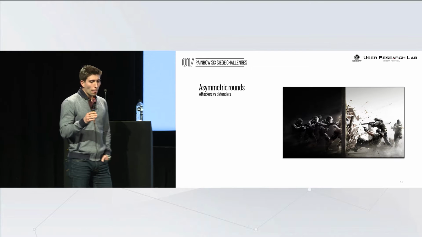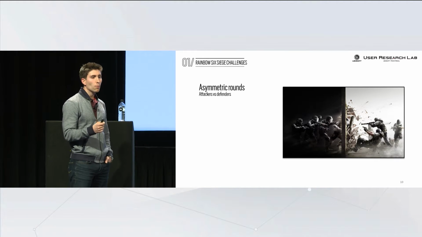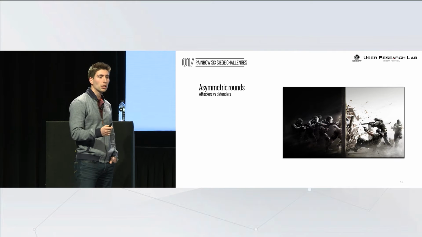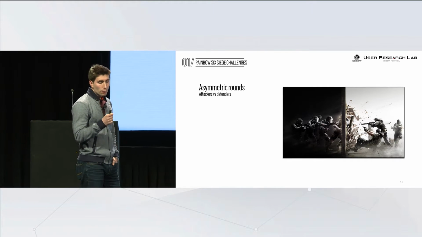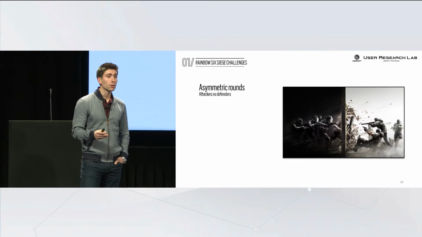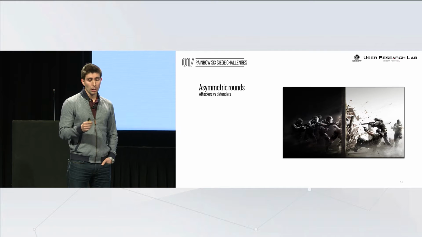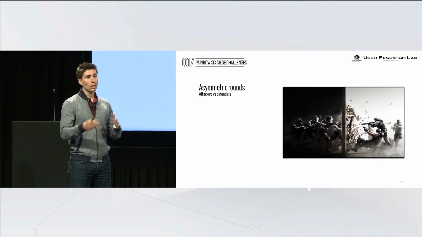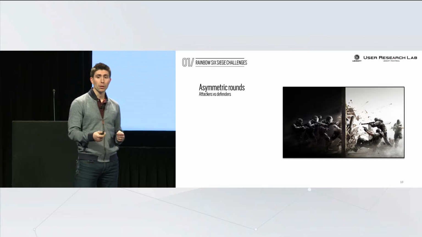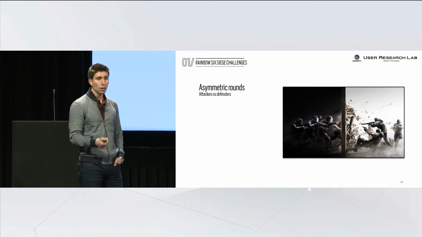So now, going to the challenges in terms of user research and user testing that the gameplay of Siege gave us. First challenge, asymmetric rounds. A match is played on a best of 5 rounds, where the players play alternatively attackers and defenders. The first round they play attackers, the next round they're going to play defenders, and so on until the end of the match.